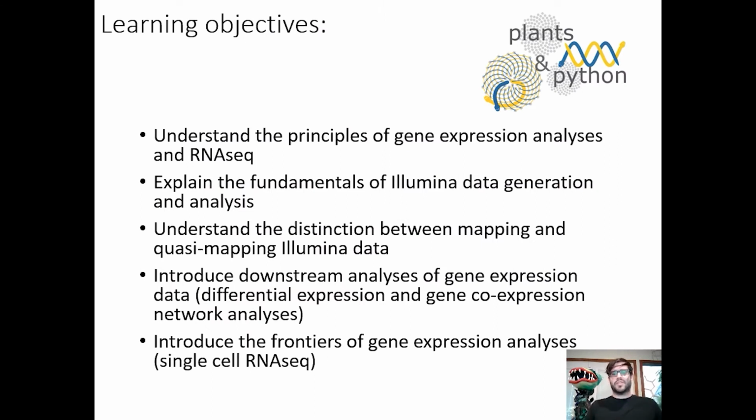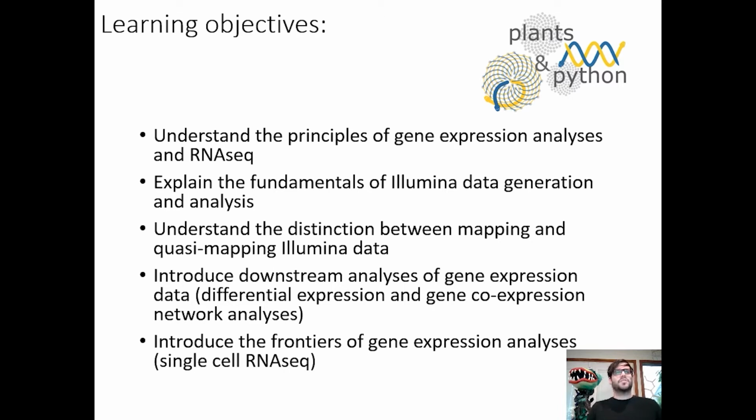And so the learning objectives of today's lesson are first to understand the principles of gene expression analyses in RNA-seq, so how to go from setting up an experiment down to generating the samples and doing downstream analyses. We will explain the fundamentals of Illumina sequencing and how the data is generated and how we can analyze it. You should be able to understand the distinction between mapping and quasi-mapping of Illumina data. So this is relevant for gene expression analyses, but then really any other analyses you would do with Illumina data.